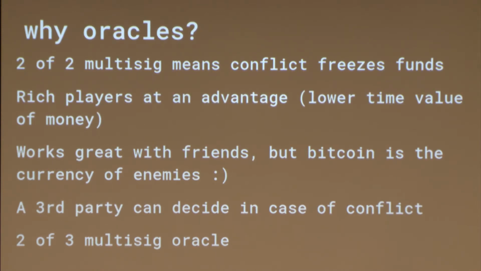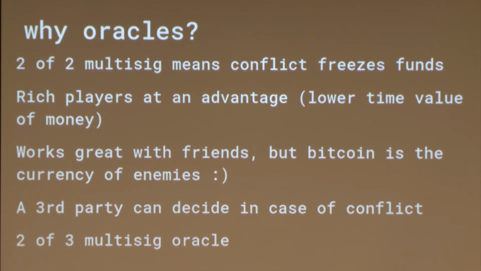And you can't just do 2 of 2. So if you want to make a conditional payment, let's say Alice pays Bob if it's rainy, Bob pays Alice if it's sunny, a 2 of 2 multi-sig, which has been proposed and can probably work some of the time, means that any kind of conflict freezes the funds.